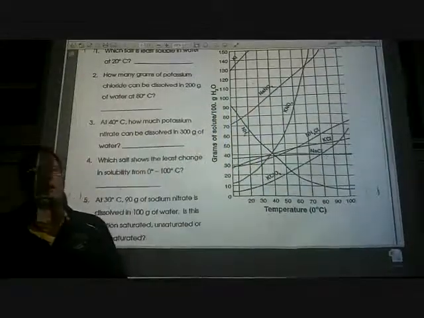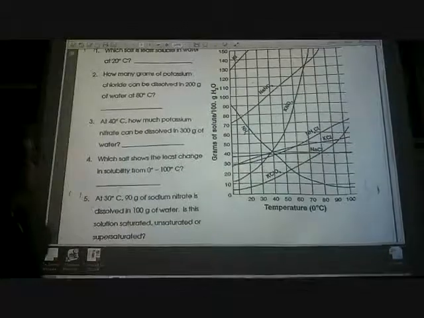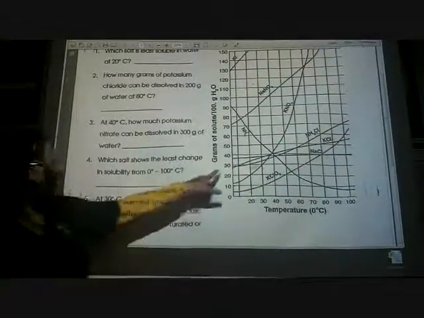I'm sorry, what was the answer to number 3? No, number 4, sorry. Number 4. Oh, sodium chloride, NaCl.